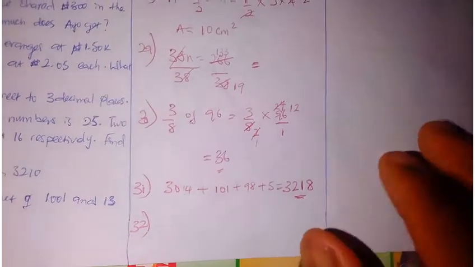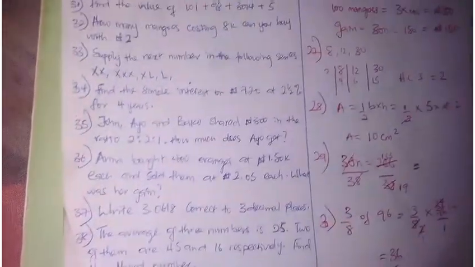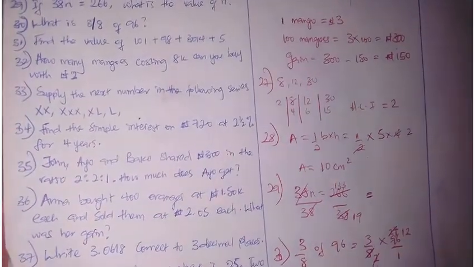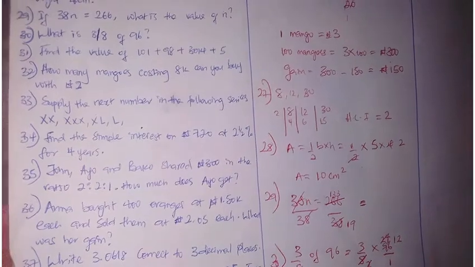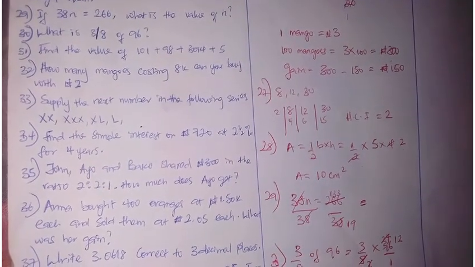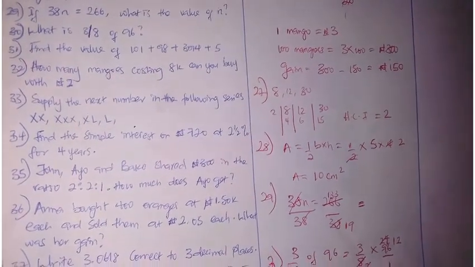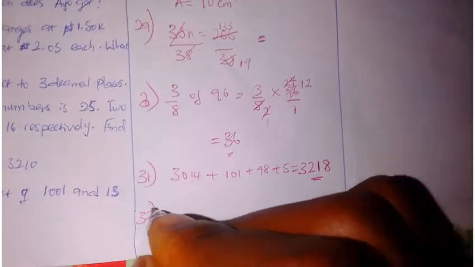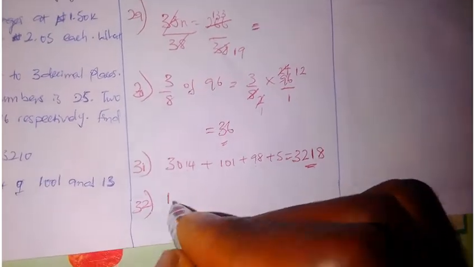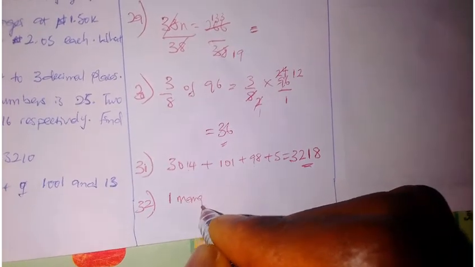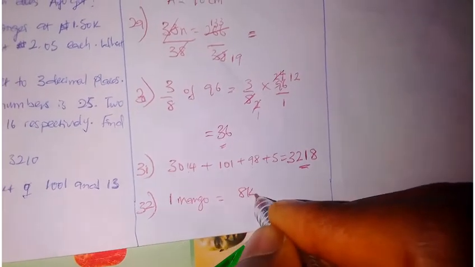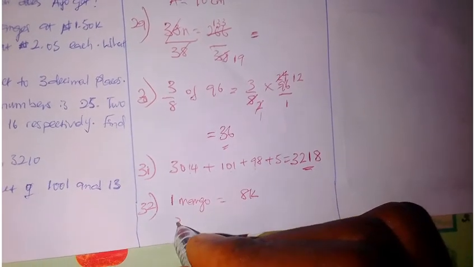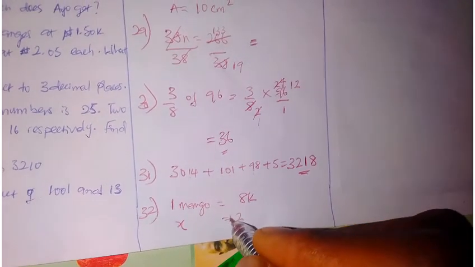There's another question that says, how many mangoes costing 8 kobo can you buy with 2 naira? How many mangoes costing 8 kobo can you buy with 2 naira? Okay, now let's see. If 1 mango equals 8 kobo, how many mangoes will 2 naira buy?